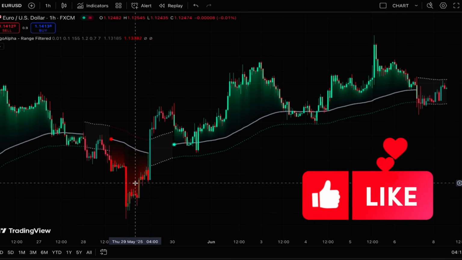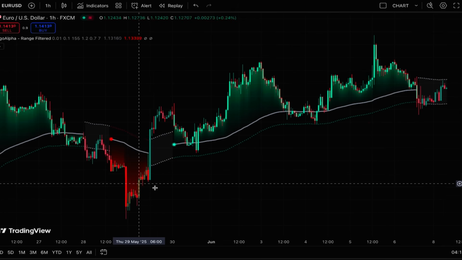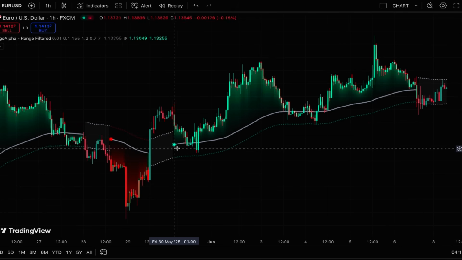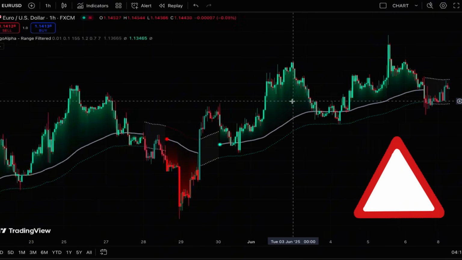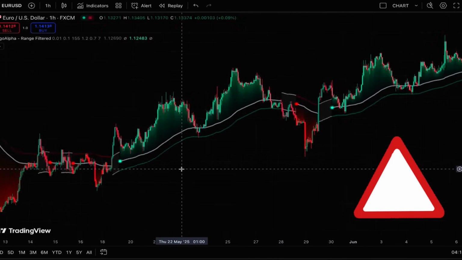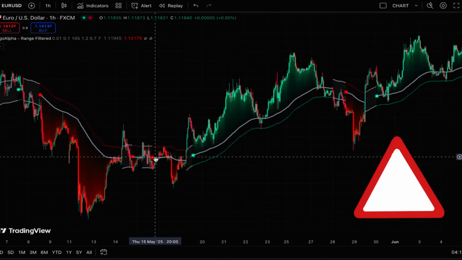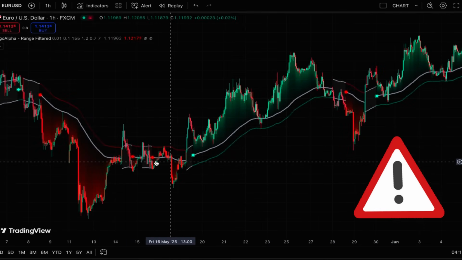This indicator also generates signals by the help of these small green and red circles when a new trend is starting in the market. But I don't recommend using them as buy-sell signals for trade entry because many of them can be false signals and not the beginning of a new trend.